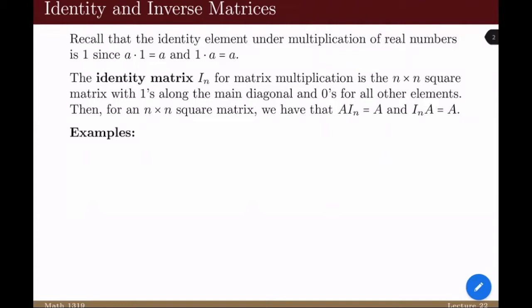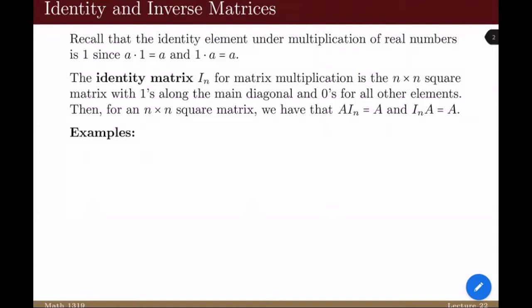There exists an identity matrix I sub n for matrix multiplication, and it is the n by n square matrix with 1s along the main diagonal and 0s for all other elements. Then for an n by n square matrix A, we have that A times I sub n equals A, and I sub n times A equals A.